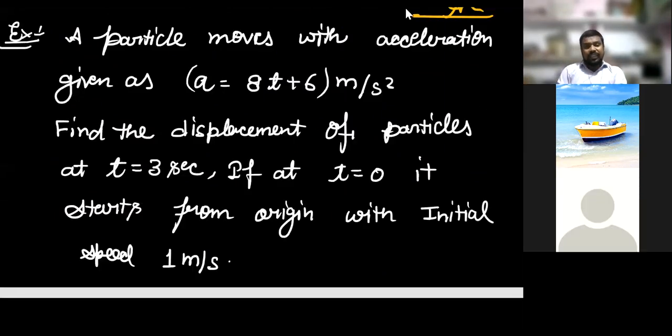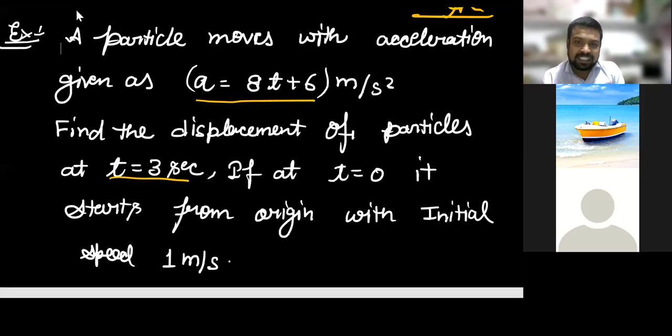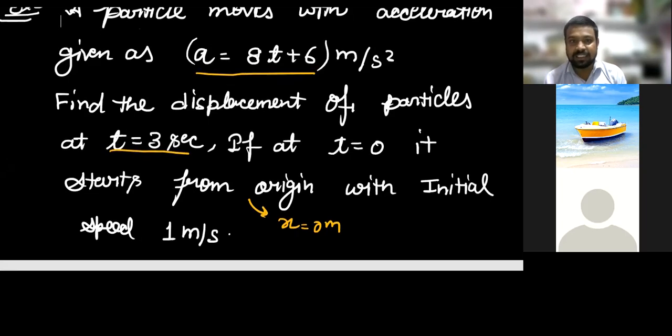So my dear friends, in this question, the particle moves with acceleration 8t plus 6 meter per second square. Find the displacement of the particle from t equal to 0 to t equal to 3 seconds, if at t equal to 0 it starts from the origin. Start from origin means x equal to 0 meter, with initial speed 1 meter per second. Okay, my dear friend, let us see this question.